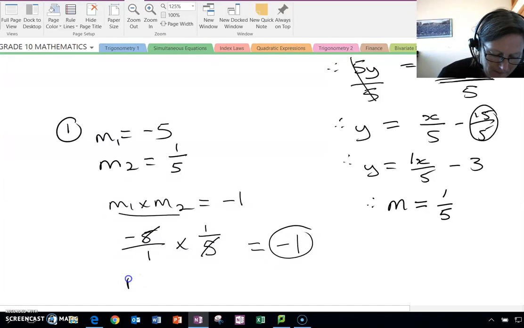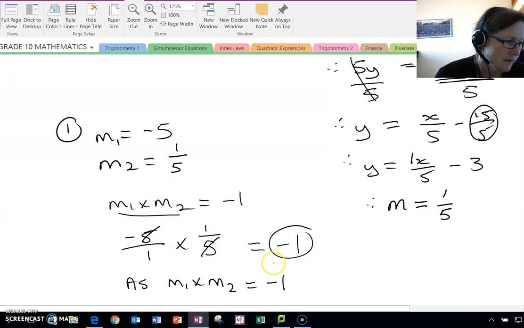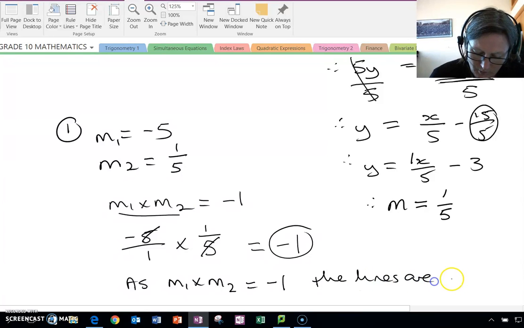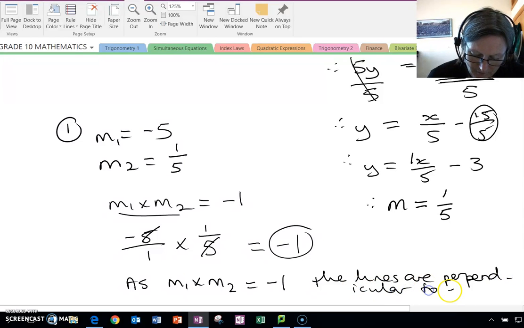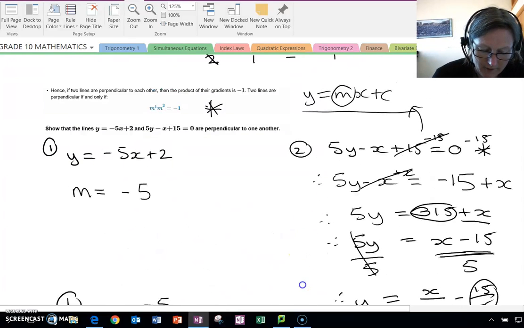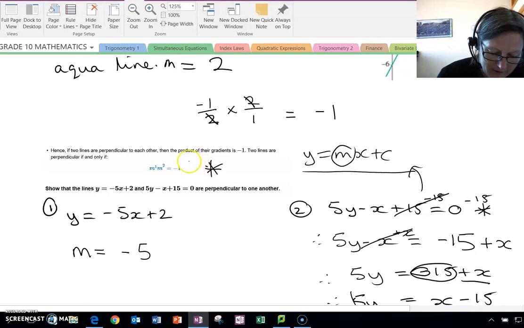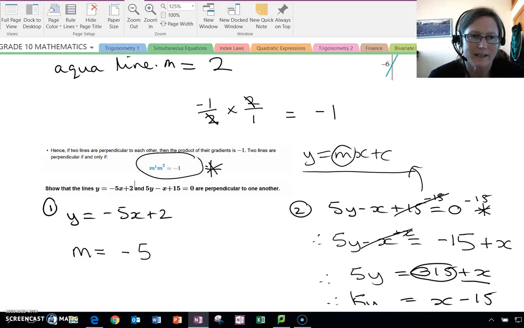So as gradient 1 times gradient 2 is equal to -1, the lines are perpendicular to each other. So the key point here: for perpendicular lines, when we multiply the two gradients together, we get -1.